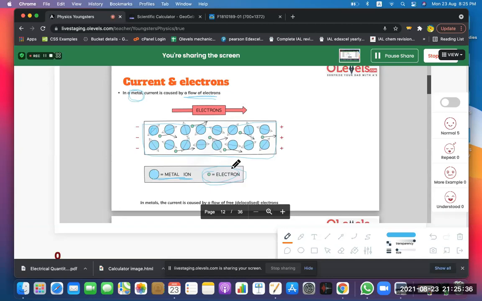What is the blue arrow? The blue arrow is showing movement downward. And there are green balls also. Yes, these green ones are electrons. Look, I'm explaining. These green ones are electrons. So you know, in metals, the current is caused by the flow of electrons. And look, electrons are flowing this way, as shown by this red arrow. Electrons are flowing this way.